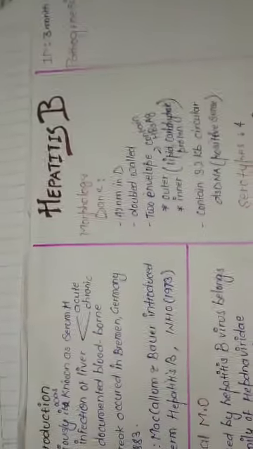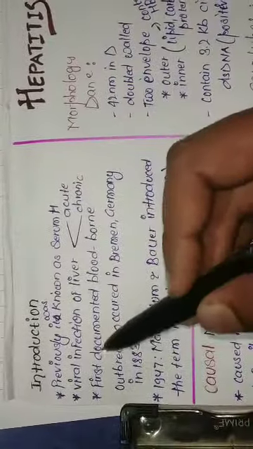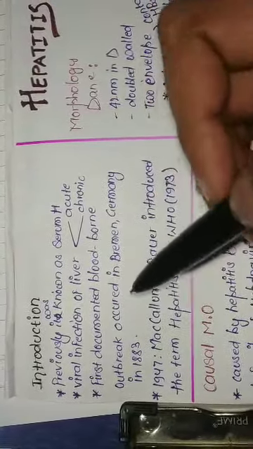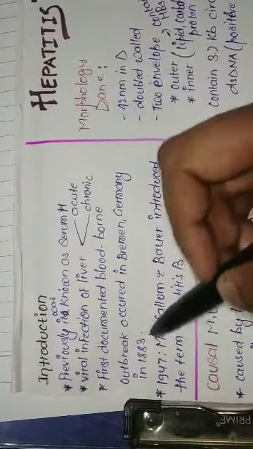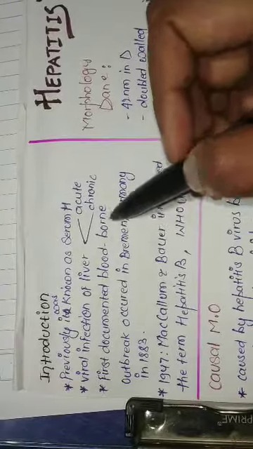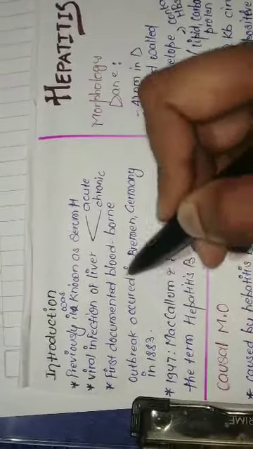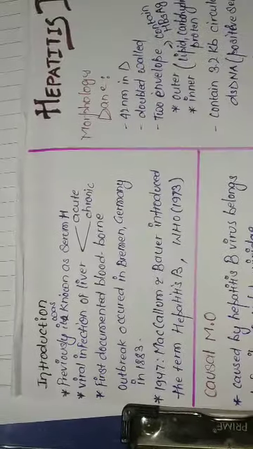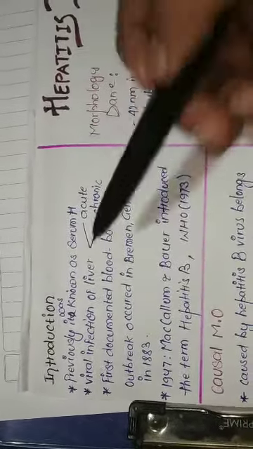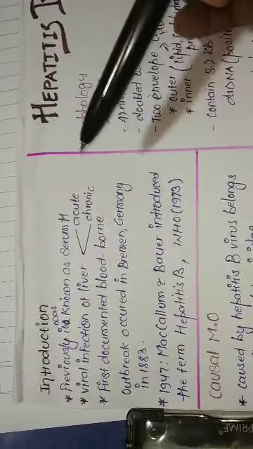What is hepatitis B? Previously it was known as serum hepatitis, and it was first documented as a blood-borne outbreak that occurred in Bremen, a city of Germany, in 1883. Why is it called a blood-borne outbreak? Because in 1883 people got hepatitis B from contaminated or used needles. From there they got hepatitis B, and this viral infection of the liver may be acute or chronic.